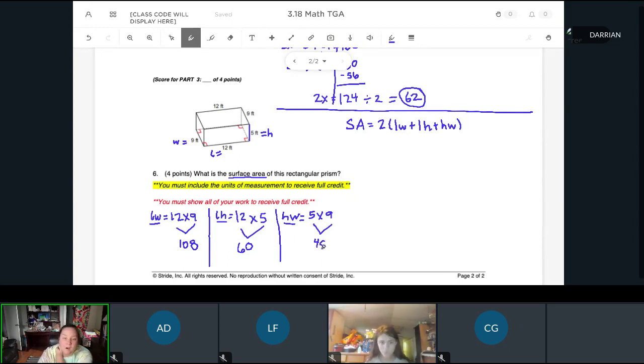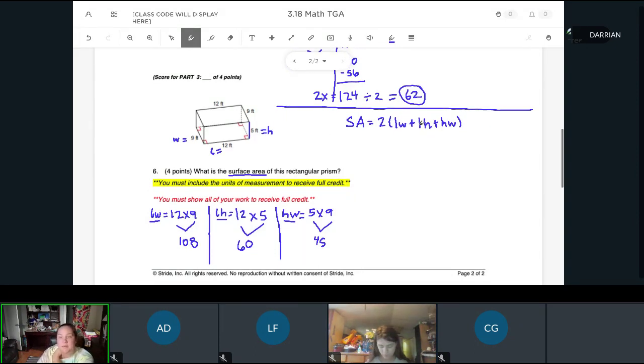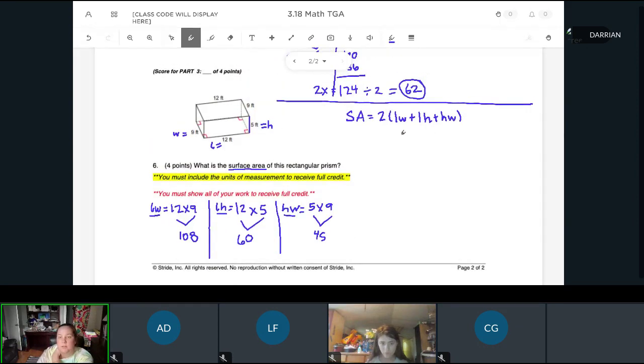So now I have all 3 of my quantities that I can plug into this formula, right? So we keep the 2 the same, open parentheses, LW was 108, so put that one first, plus LH, which was 60, plus HW, which was 45. Close parentheses.